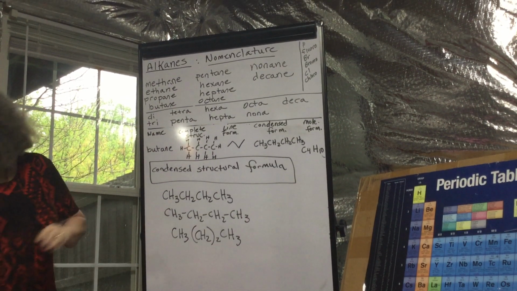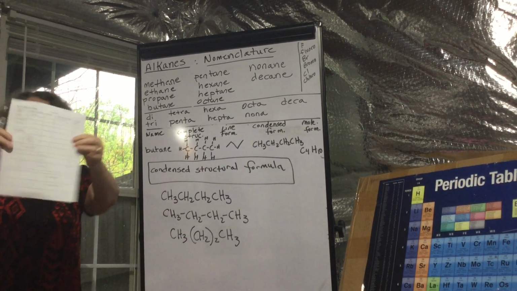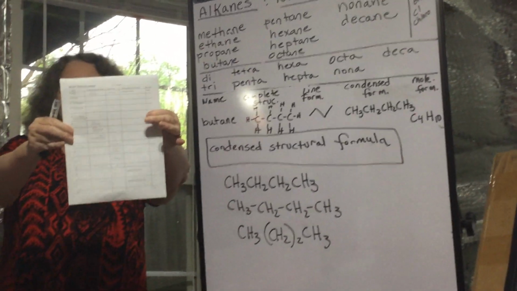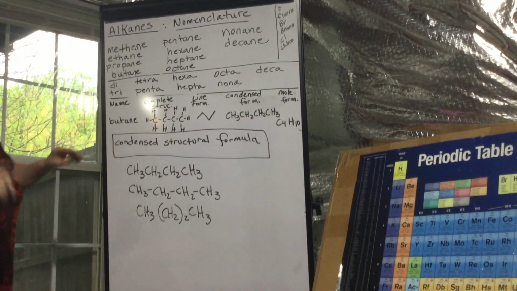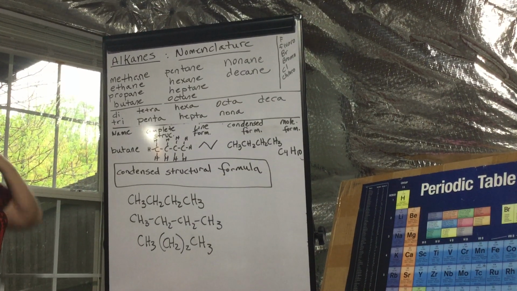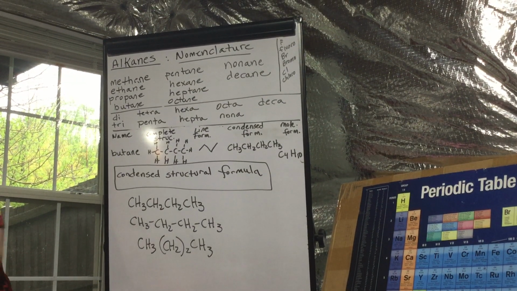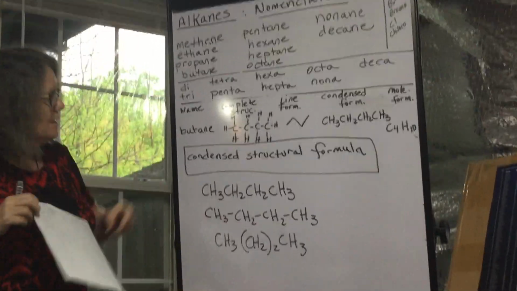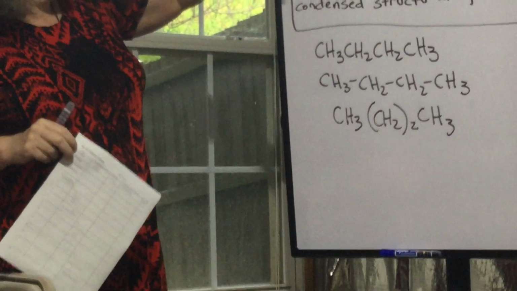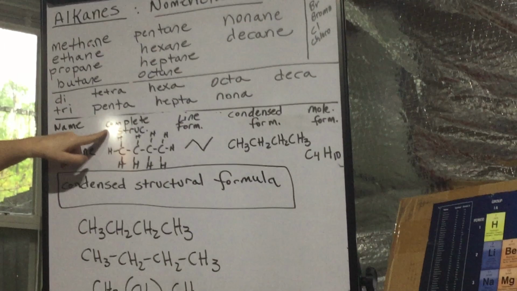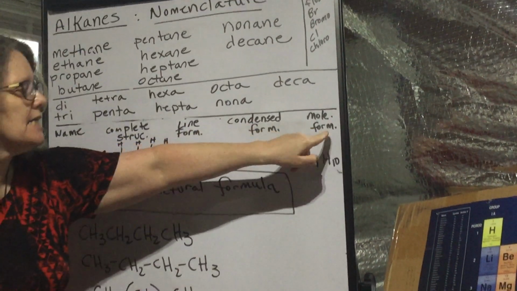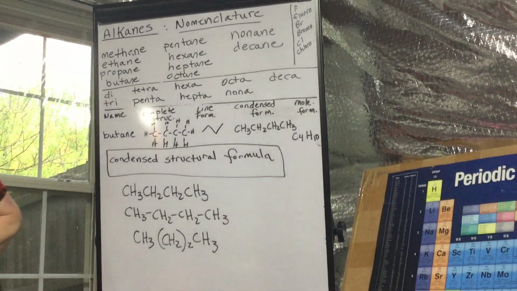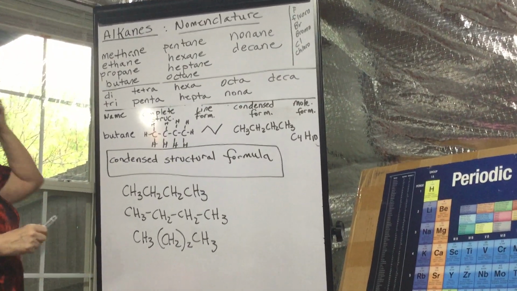Let me talk, you're going to be doing this worksheet. It's worksheet 10.4, organic naming. It's already online. On it, it has an example here for butane. You have the name. This is called the complete structural formula, the line formula, condensed formula, and its molecular formula. Let's go through what that means, okay?